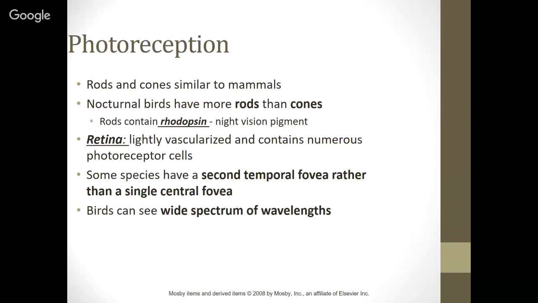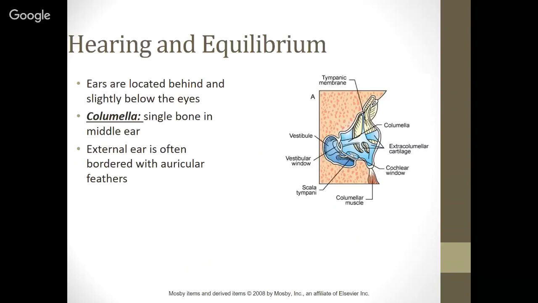Birds can also see a much wider spectrum of wavelengths than we can, so they're able to discern color variations in species and different types of birds much better than we can. So a bluebird looks like a bluebird looks like a bluebird to us, but to other bluebirds, there are significant differences within their color range.